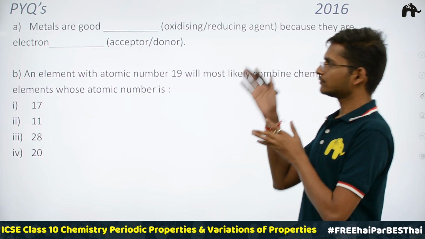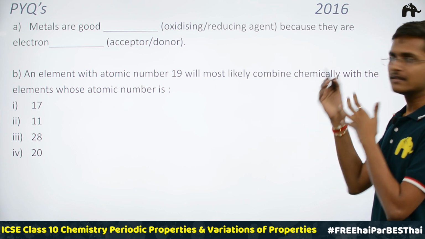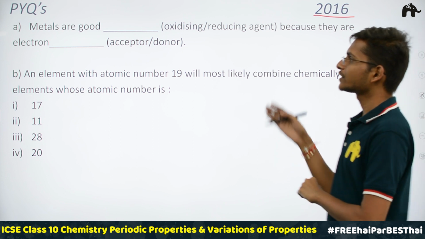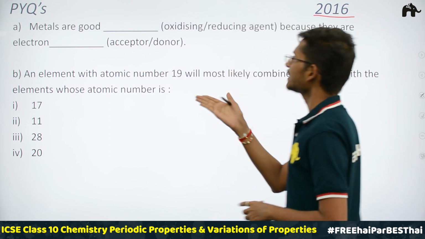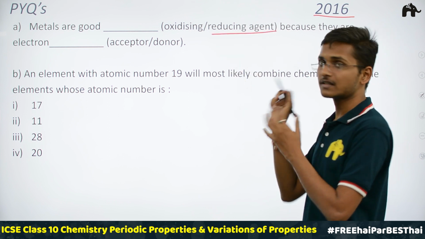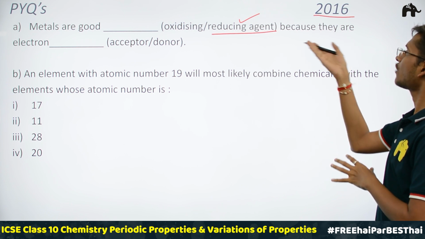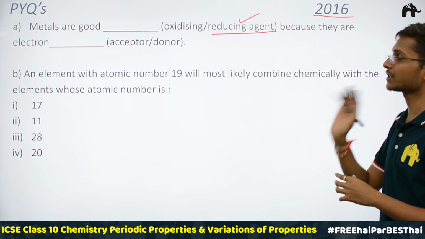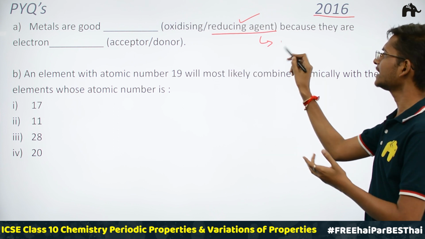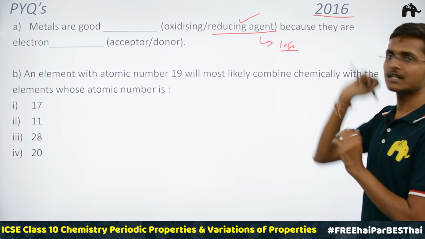Next, okay. So this question has sub-questions A, B, and C and D are also there. And this question was asked in your exams in 2016. Okay, so metals are good oxidizing or reducing agent. We have just now studied metals are good reducing agents, right? Now, why is this so? They are asking us the why, because they are electron dash. So we know reducing agents are the elements which have tendency to lose electron, right? And since metals have the tendency to lose electron, we say that metals are reducing agents, right?